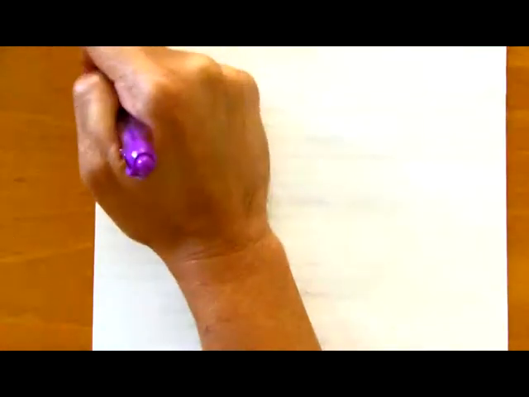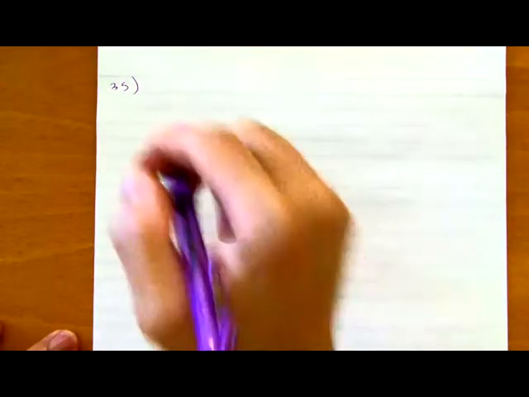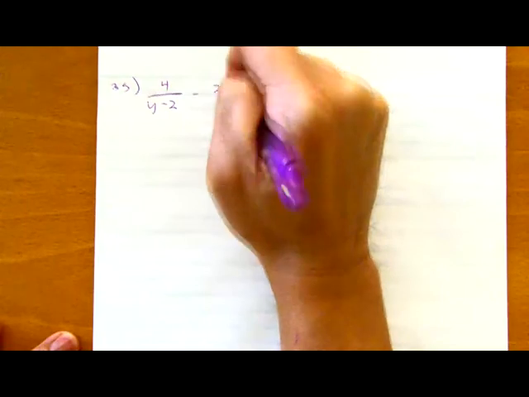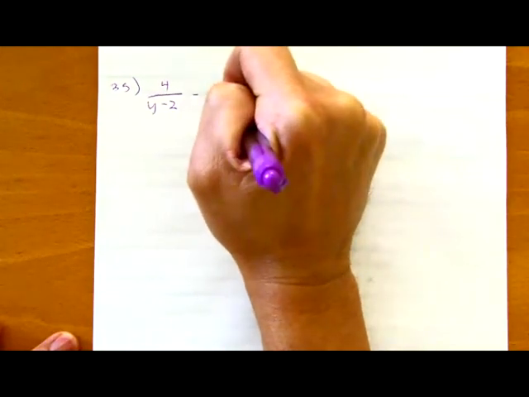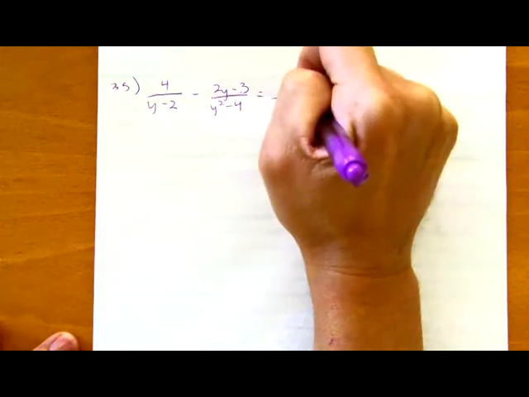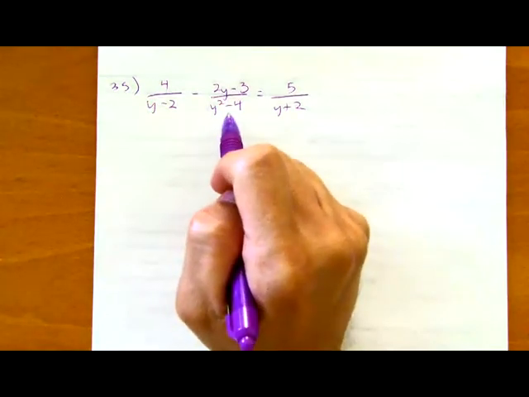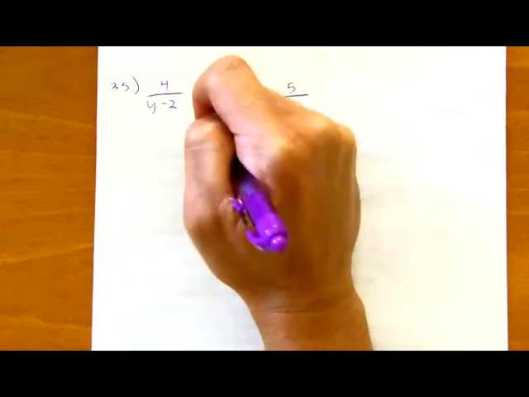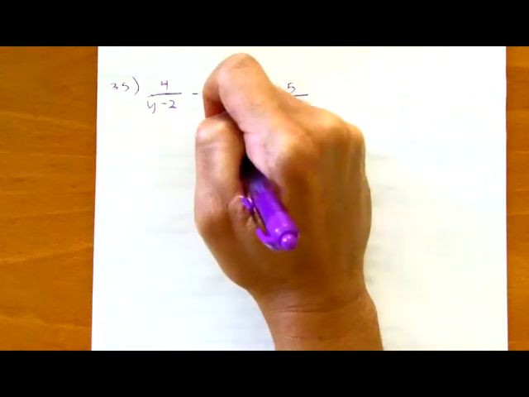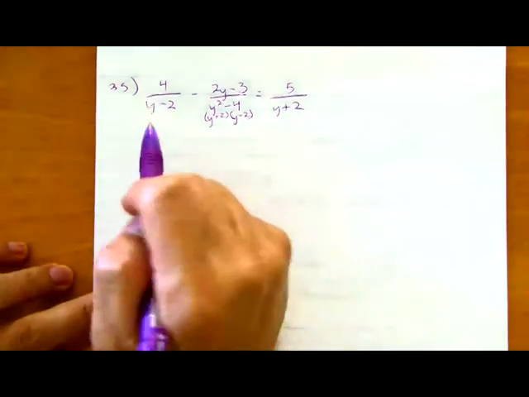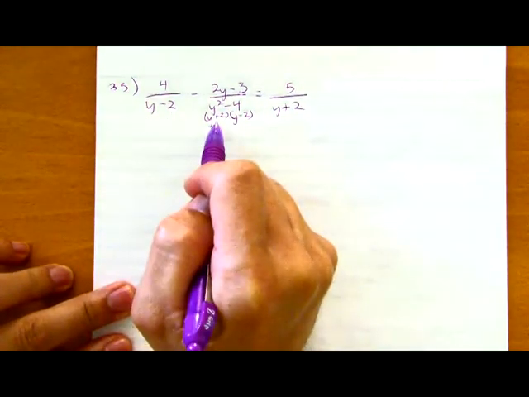Number 35. Says 4 over y minus 2 minus 2y minus 3 over y squared minus 4 equals 5 over y plus 2. Okay, so if you look at this denominator, it can be factored. Y and y, we need a negative 4. So plus and minus, 2 and 2.